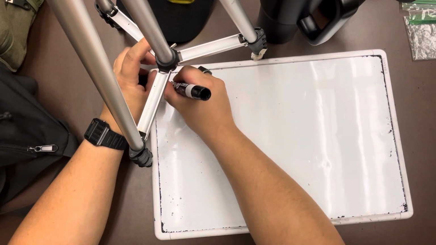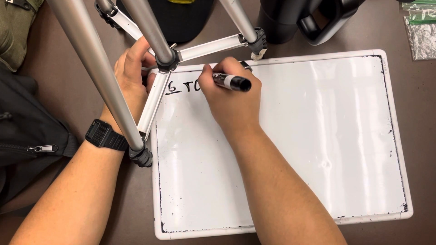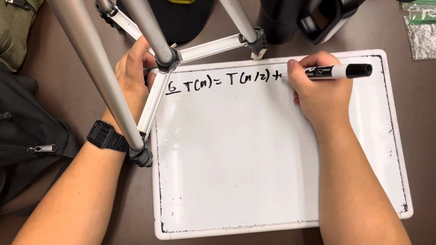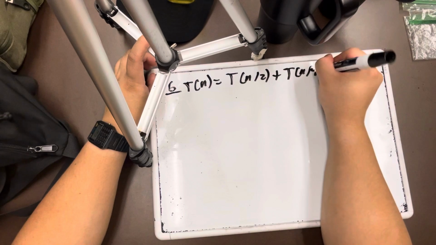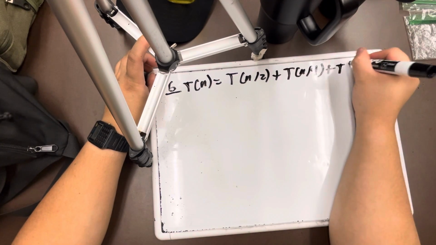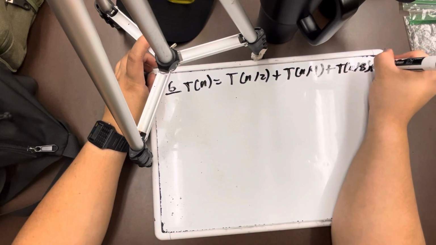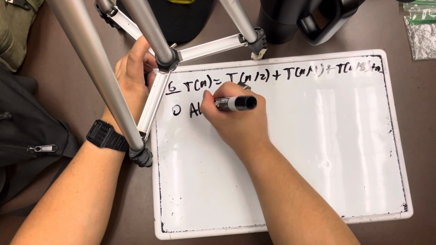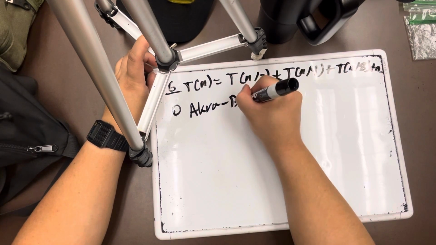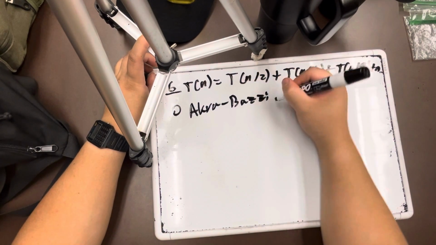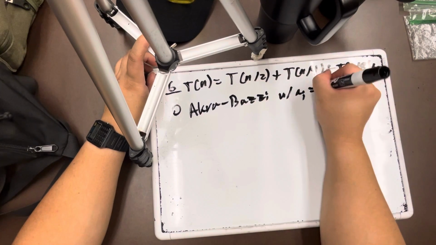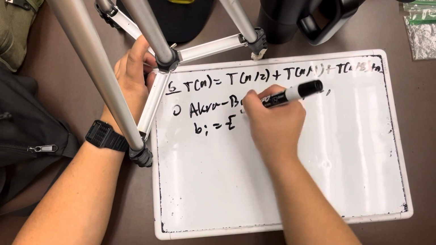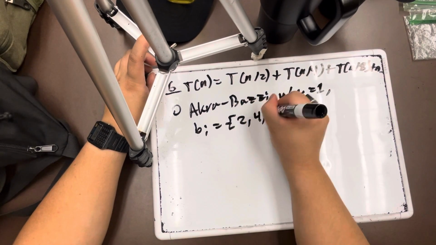On to part 6. T of n is equal to T of n divided by 2 plus T of n divided by 4 plus T of n divided by 8 plus n. Now rigorously, so Akra-Bazzi, with a sub 1 being equal to 1 and b sub 1 being equal to any element of the set containing 2, 4, and 8, and only those.